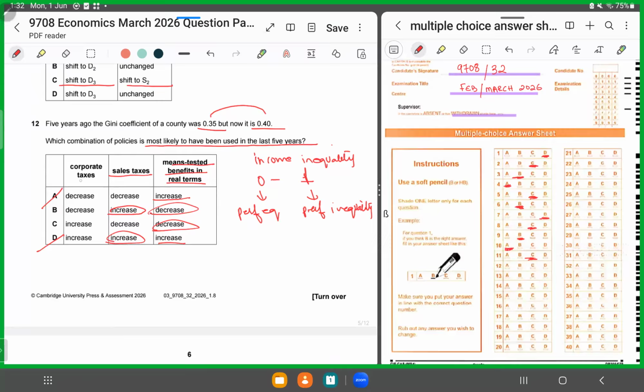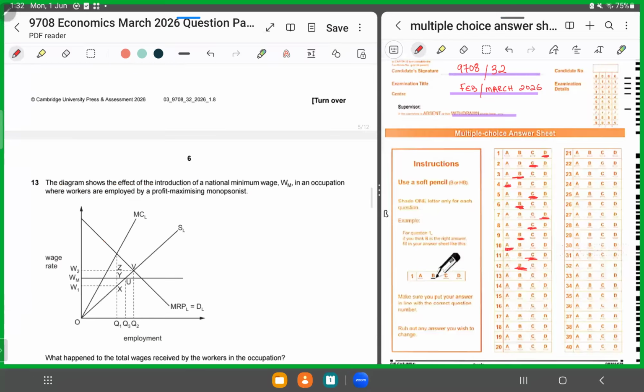What about corporate taxes? Corporate taxes must have decreased. If the taxes charged on the company's profits had increased, then the coefficient must have improved. But over here, the coefficient deteriorated, right? Worsened. That means you charge less tax out of the profit of the firms. So you choose decrease, so it has to be B. So for 12, we'll shade in B as the correct answer.